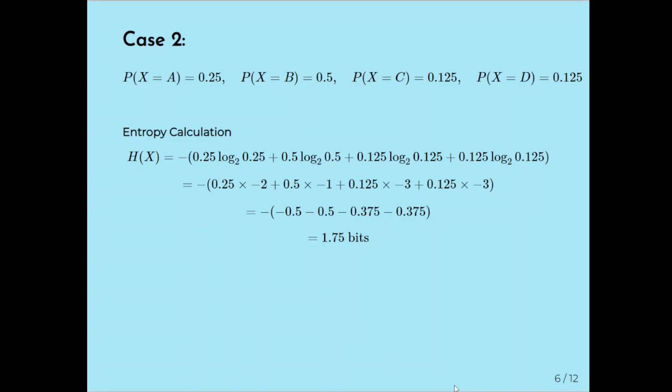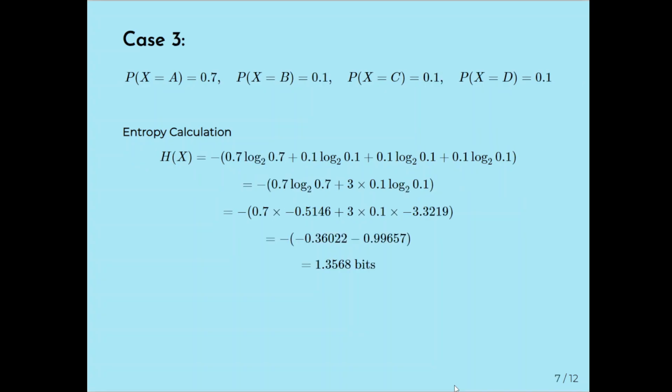And when we negate that, essentially, and add them all up, we get 1.75 bits. A little bit less than our previous value in case 1. So moving on to the next one. I'm going to speed this up a bit.